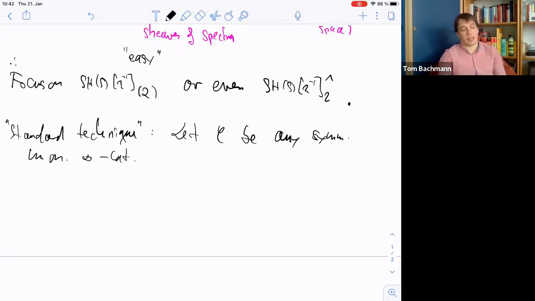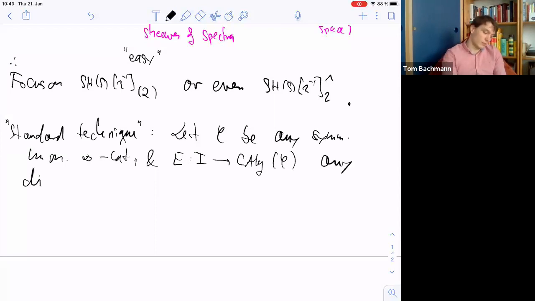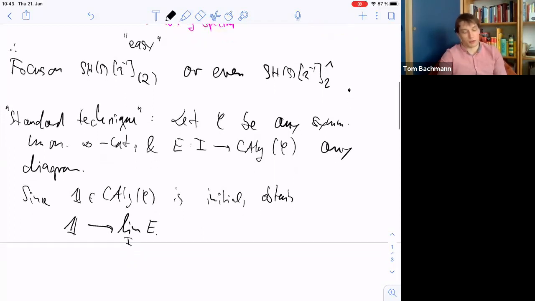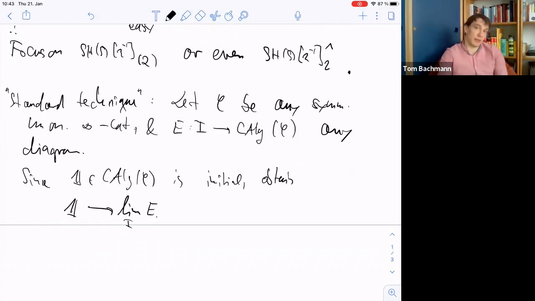Right, and now suppose that I have any sort of diagram of ring spectra. Then you can take the limit of this diagram and it will still be a ring spectrum. But of course, there's also the initial ring spectrum, which is the sphere, right? So there's going to be a map from the sphere into this limit. So we get this sort of map. Okay, and then what you hope is that you choose your I and your E in a sufficiently clever way so that this becomes an equivalence. You somehow manage to prove that.